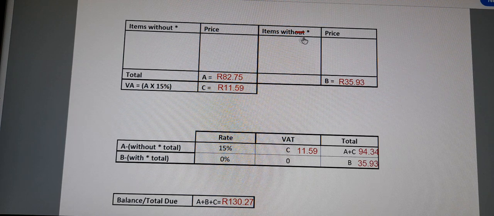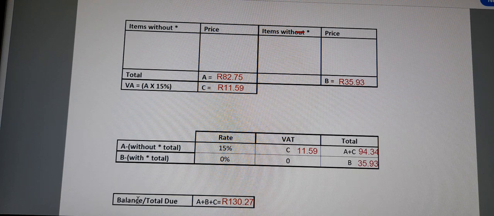Here is items with an asterisk, and you put the prices, you add, you get the total. Okay, and then after that you get the VAT amount, which is A multiplied by 15%, but for this slip we are using 14%. You get the VAT amount, and then you draw this.